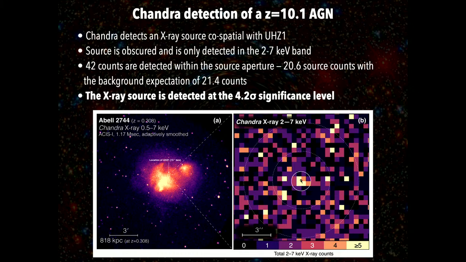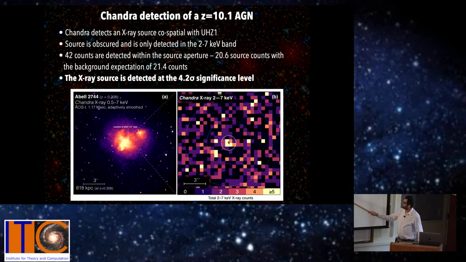We sometimes give names to them, okay? Not in this case, though. So you have 42 counts. If you make a neighboring region, which we call the background region here, and you compute how many background counts you expect in this region, you find that roughly half of the counts should be background. So we have 42 counts here, and based on this nearby annulus, we expect 21 counts. So we have roughly 21 excess source counts, which can be associated with this X-ray source. You can compute the significance of this, and you get roughly a 4.2 significance level.